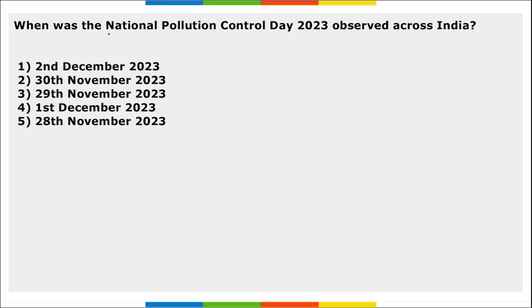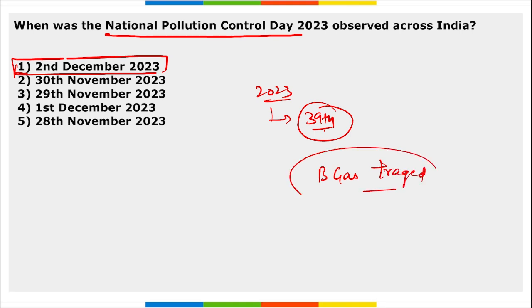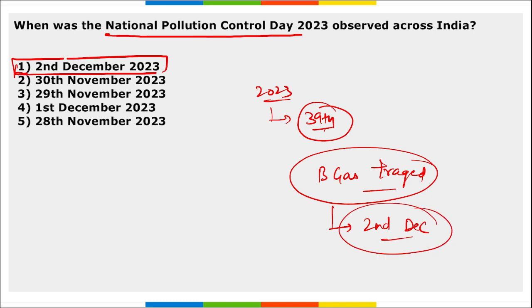Next, when was the National Pollution Control Day observed across India? So National Pollution Control Day was observed on 2nd of December, right? And this year in 2023, it was the 39th anniversary of, sorry, I correct myself, the Bhopal gas tragedy, right? And this tragedy happened on 2nd of December, correct?